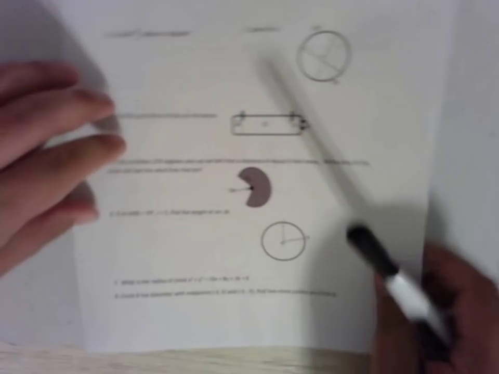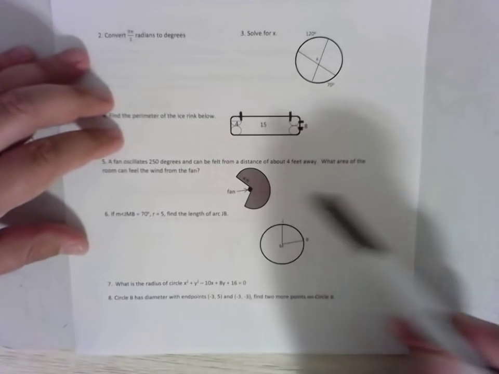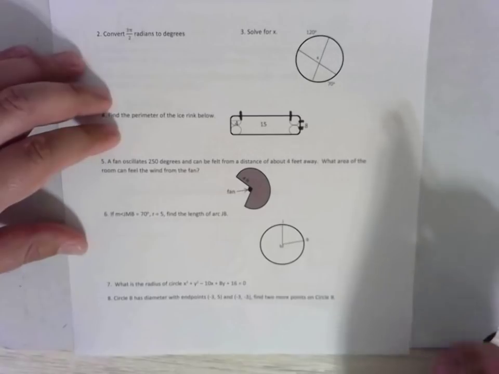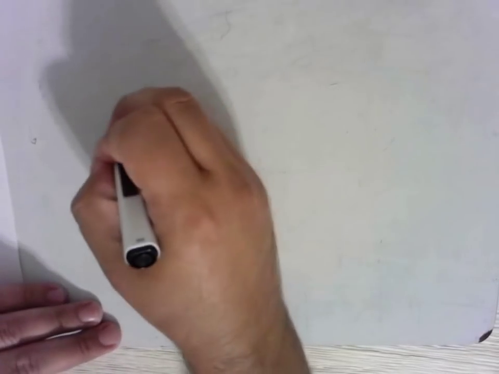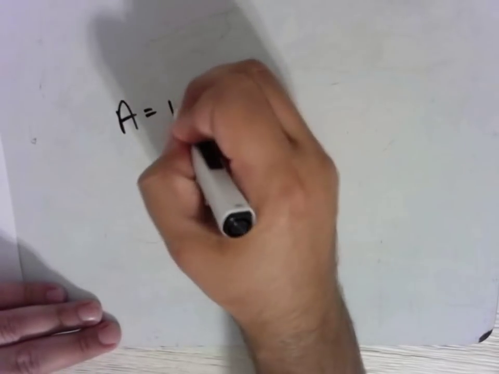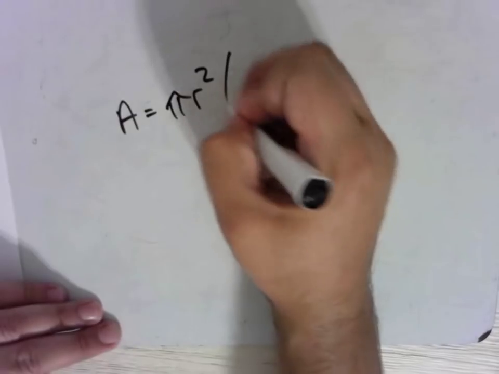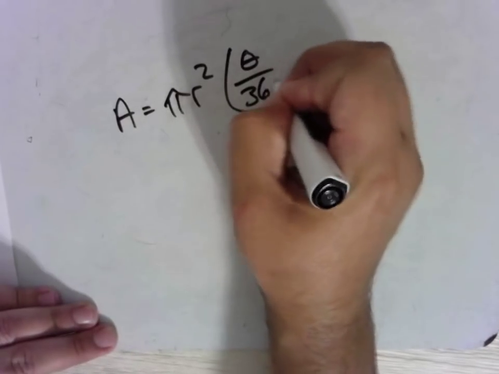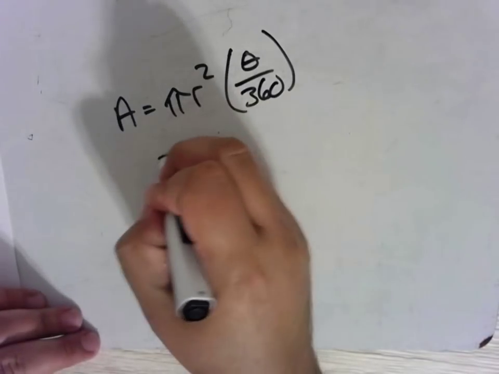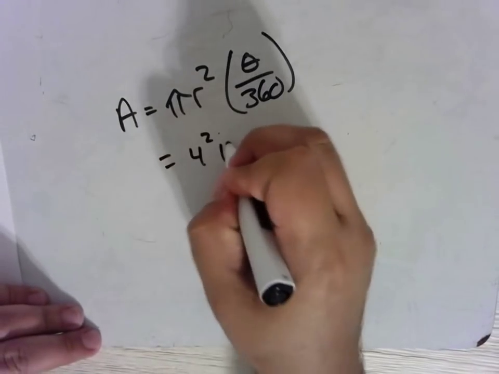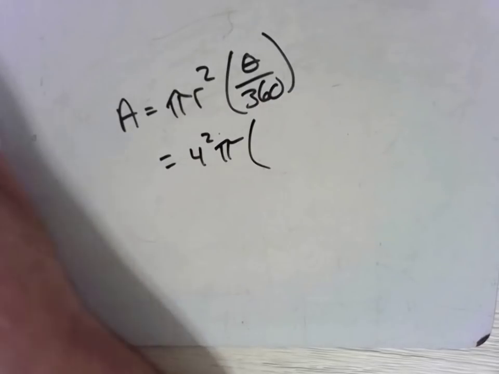A fan oscillates 250 degrees. So we're trying to find this shaded area, which is the area of a sector. The area of a sector is pi r squared times theta over 360. My radius is 4, so you have 4 squared pi times the angle.